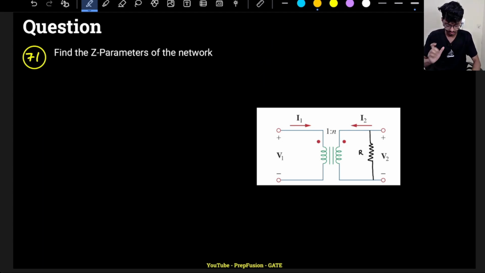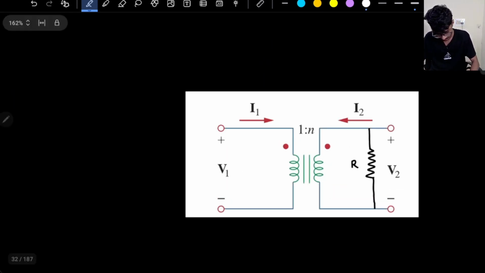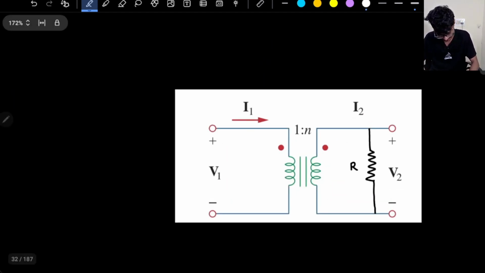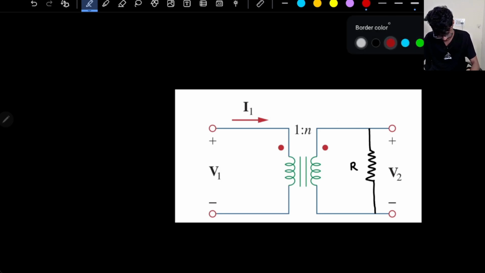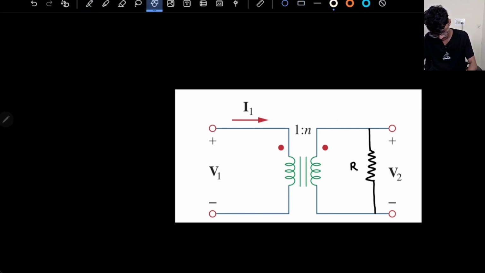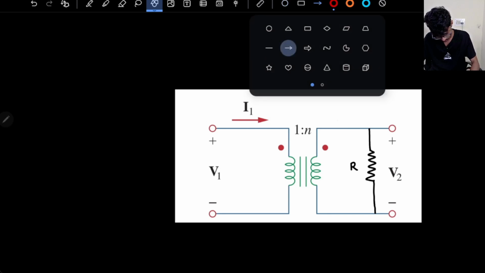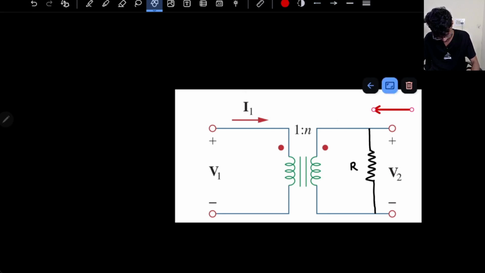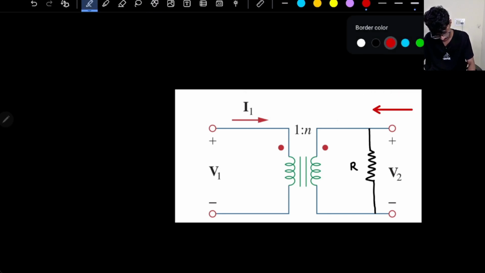One modification I want to make: this I2 current is not exactly here. This I2 current is actually here. That was my bad, I forgot to change it in the lecture. This will be the arrow. I2 current will be here. Okay, that was my mistake. It will be on the outside.